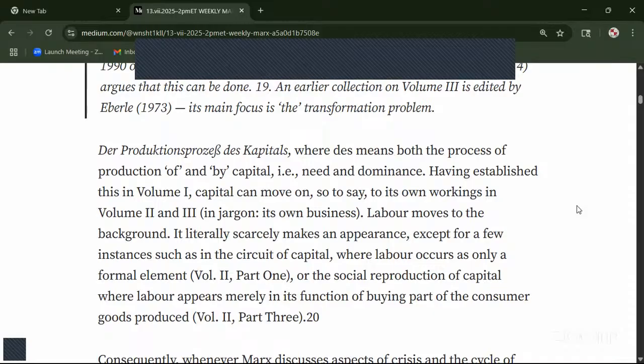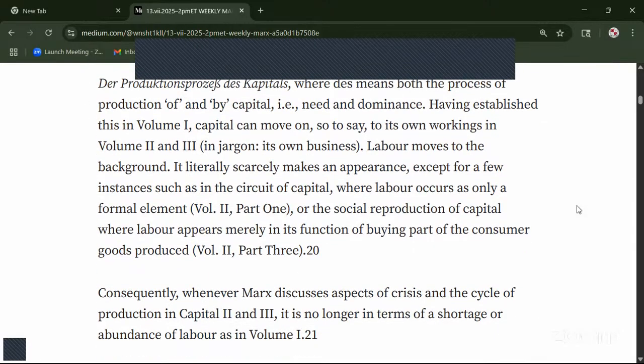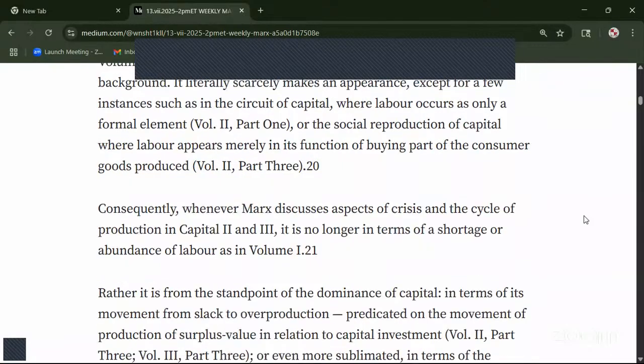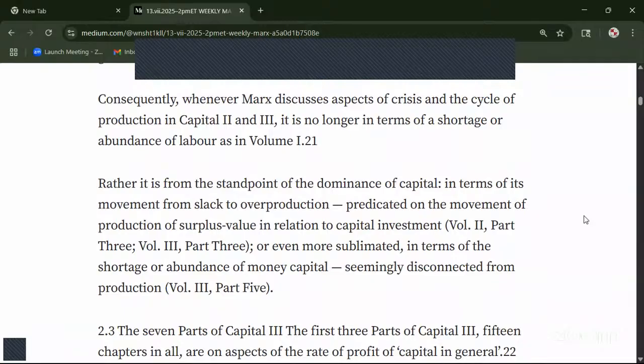Consequently, whenever Marx discusses aspects of crisis and the cycle of production in Capital 2 and 3, it is no longer in terms of a shortage or abundance of labor as in Volume 1. Rather, it is from the standpoint of the dominance of capital, in terms of its movement from slack to overproduction, predicated on the movement of production of surplus value in relation to capital investment, Volume 2, Part 3, Volume 3, Part 3, or even more sublimated in terms of the shortage or abundance of money capital, seemingly disconnected from production, Volume 3, Part 5.